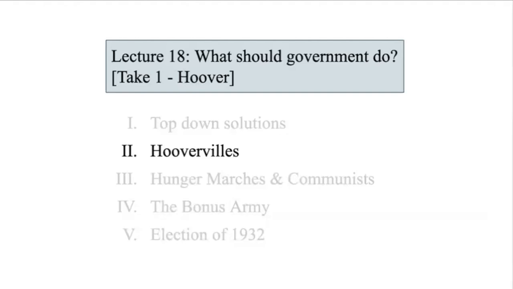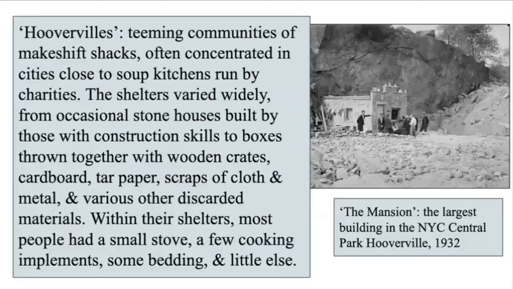Probably the most famous of all Hooverisms were Hoovervilles. Hoovervilles were teeming communities of makeshift shacks, often concentrated in cities close to soup kitchens run by charities. The shelters varied widely from occasional stone houses built by those with construction skills, to boxes thrown together with wooden crates, cardboard, tar paper, scraps of cloth and metal, and various other discarded materials.